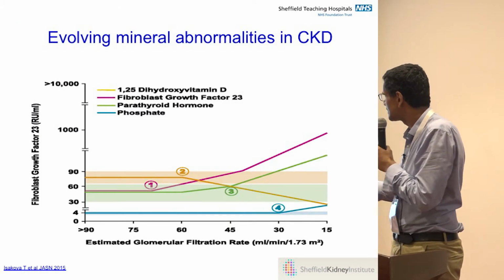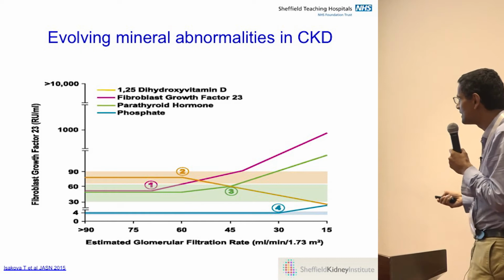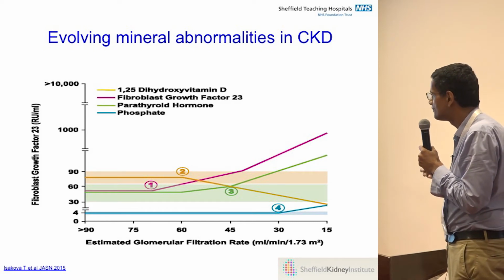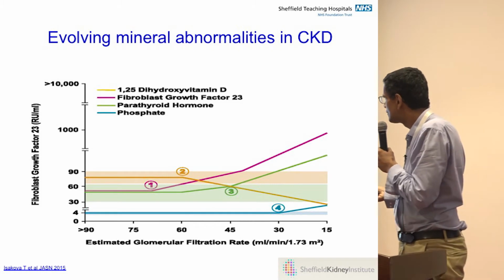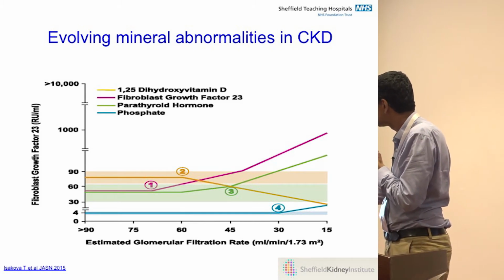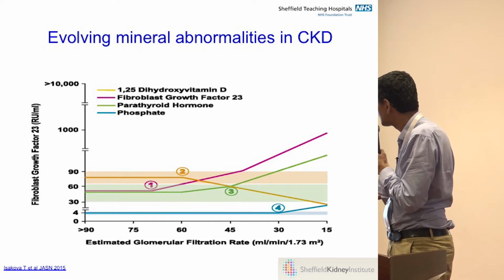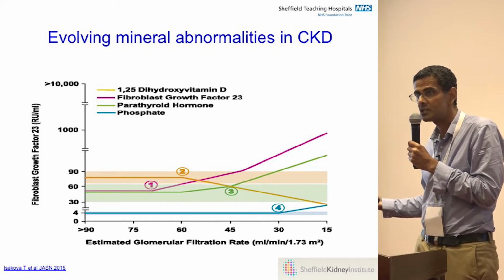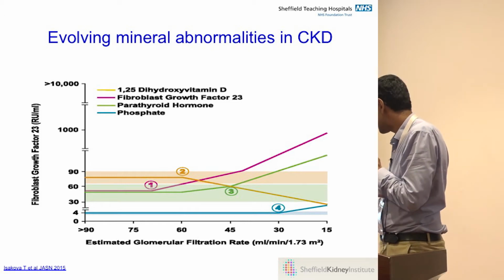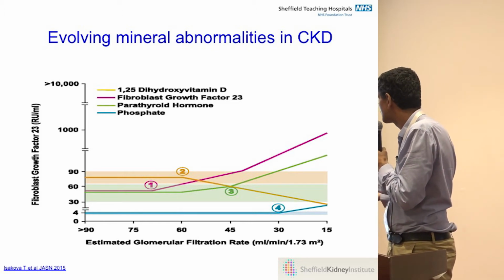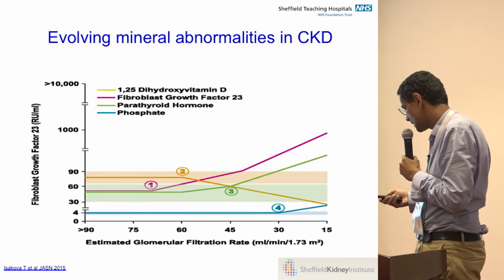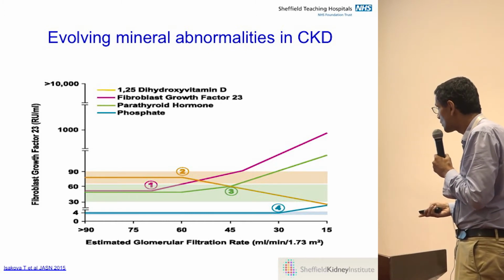And this graph you've already seen in an earlier talk, so I won't labour the point, but when you think about hyperparathyroidism, the interesting thing to note is that FGF23, which is the red line here, starts to rise really early on in CKD, so CKD stage 2. And then vitamin D and later on PTH start to rise in CKD3. So the mineral abnormalities occur very, very quickly.